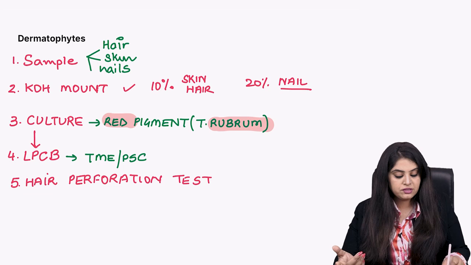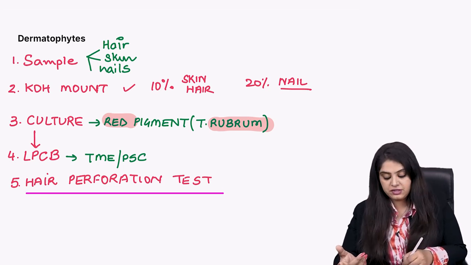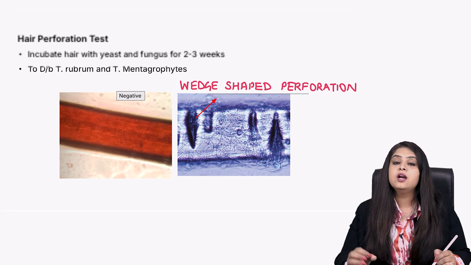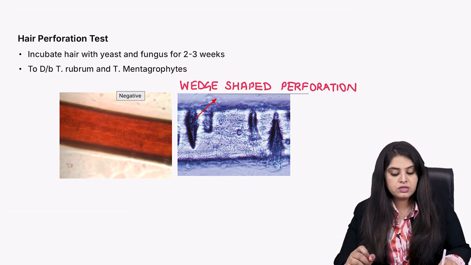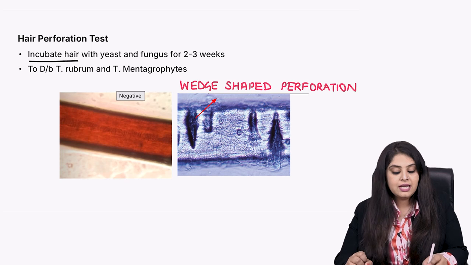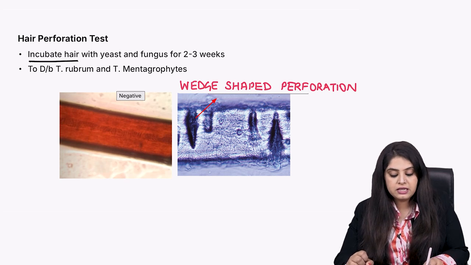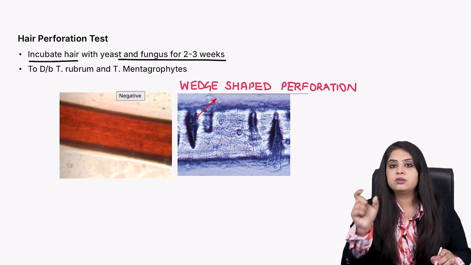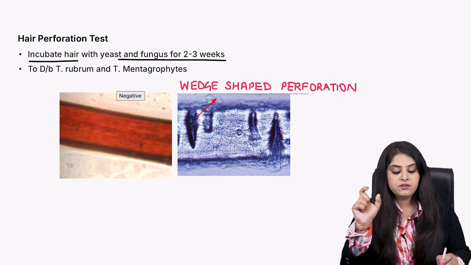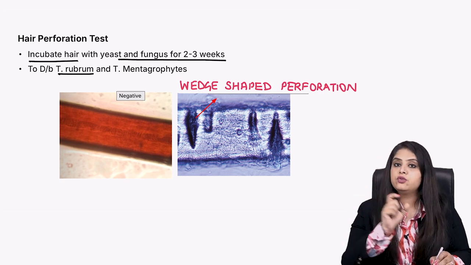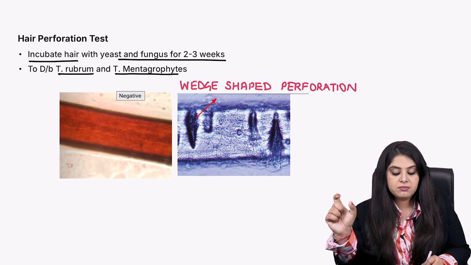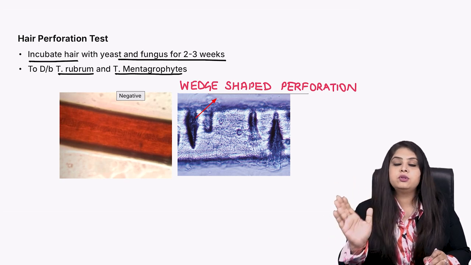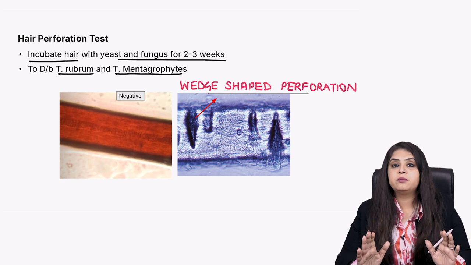The last test for this that you can do is the hair perforation test, again an INI-CET favorite. What is hair perforation? You're just going to take the hair sample from the patient and you are going to incubate it with the yeast or the fungus for 2 to 3 weeks. What are you trying to find out? This test is done whenever you want to differentiate Trichophyton rubrum from Trichophyton mentagrophytes. Whenever you want to differentiate these two, you are going to do a hair perforation test.